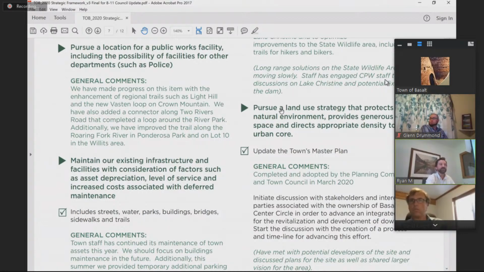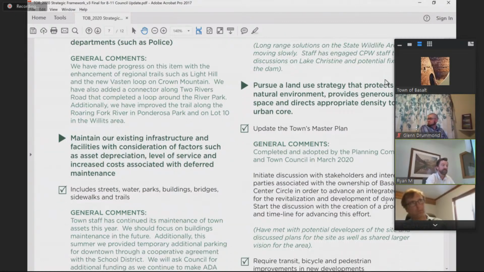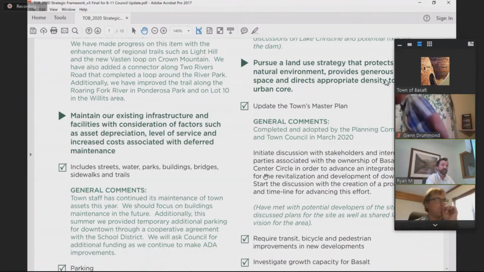Pursuing a land use strategy that protects our environment, provides open space, and directs density to the urban core. We updated the town's master plan, and so I think we're able to meet that. That was adopted in March of this year.